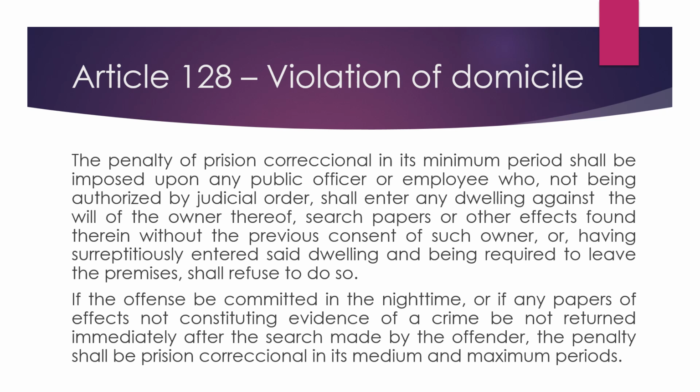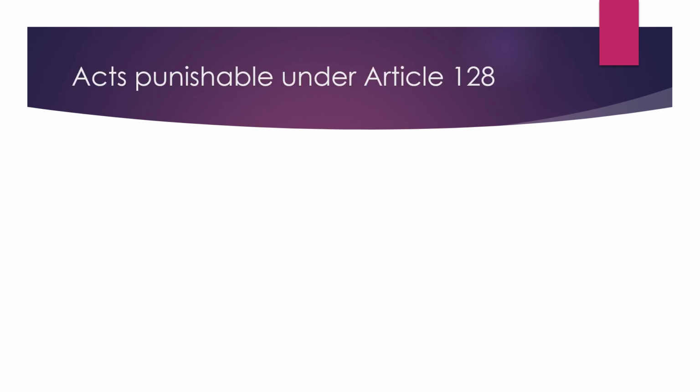So Article 128, violation of domicile: the penalty of prision correccional in its minimum period shall be imposed upon any public officer or employee who, not being authorized by judicial order, shall enter any dwelling against the will of the owner thereof, search papers or other effects found therein without the previous consent of such owner, or having surreptitiously entered said dwelling and being required to leave the premises shall refuse to do so. If the offense be committed in the nighttime, or if any papers or effects not constituting evidence of a crime be not returned immediately after the search made by the offender, the penalty shall be prision correccional in its medium and maximum period. So, what are the acts punished under Article 128?